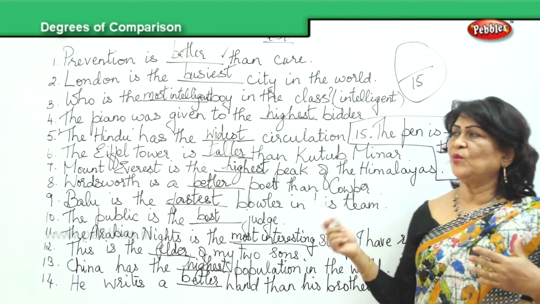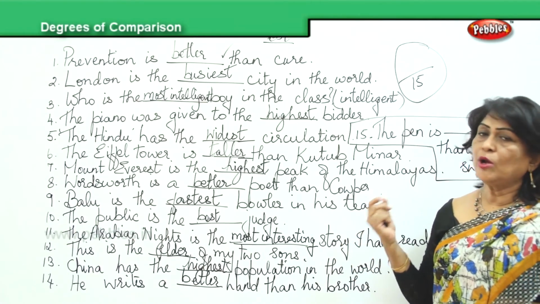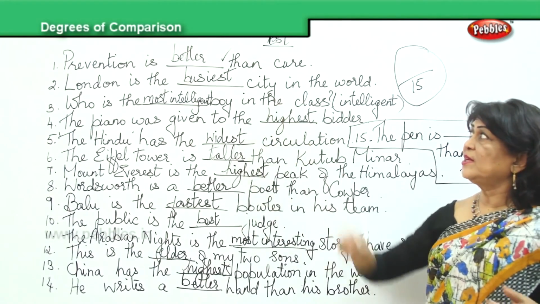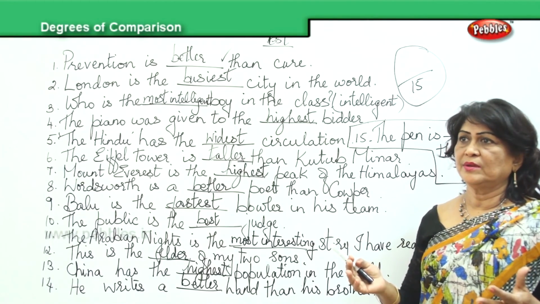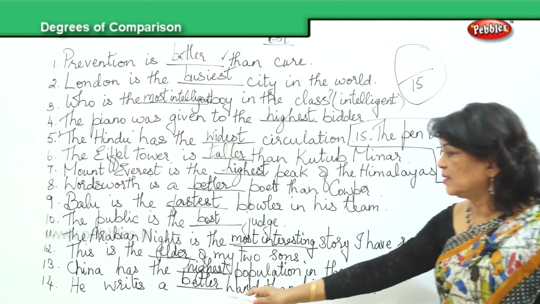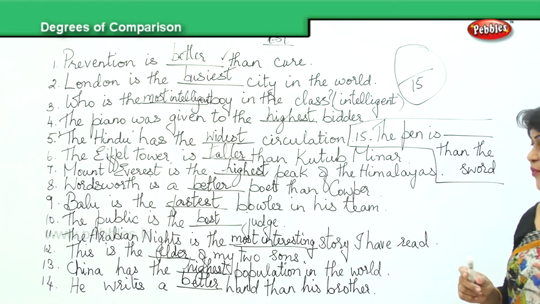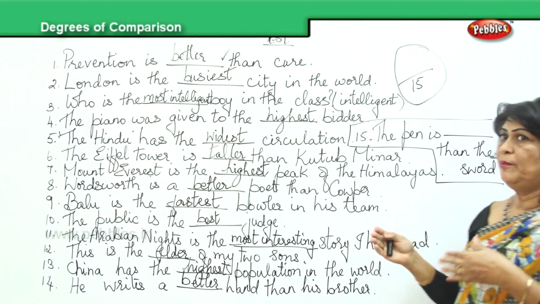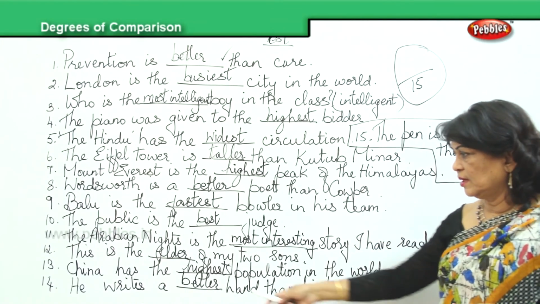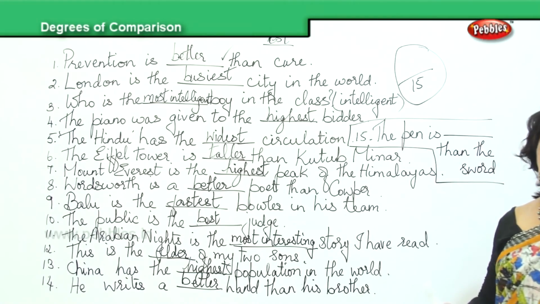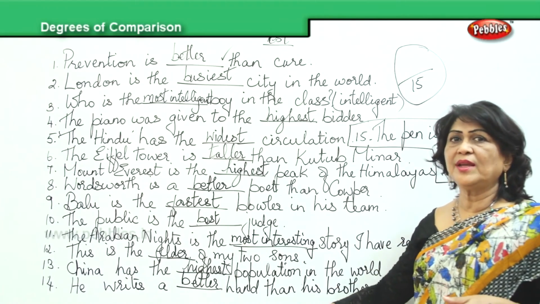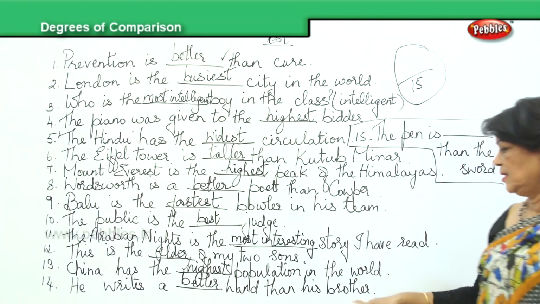Though we have used the same words again and again, the context is different. Okay? First one we use better. Prevention is better than cure. That better and this better have two different meanings. It is better to prevent than to go in for a cure. But here he writes a better hand means it has a better writing. His handwriting is better than his brother's.